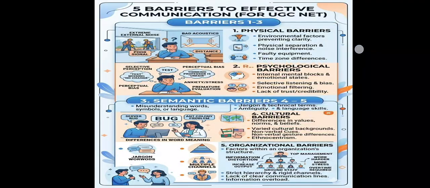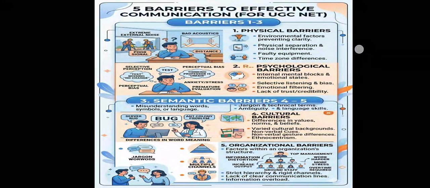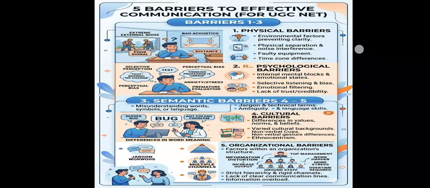Then we have nonverbal cues and gesture differences. Did you know that a simple hand gesture, a nodding of the head, or making direct eye contact can mean completely different things across the globe? In some cultures, looking at elders or authority figures straight in the eyes is a sign of confidence and honesty, while in other cultures it is viewed as a direct sign of disrespect and defiance.